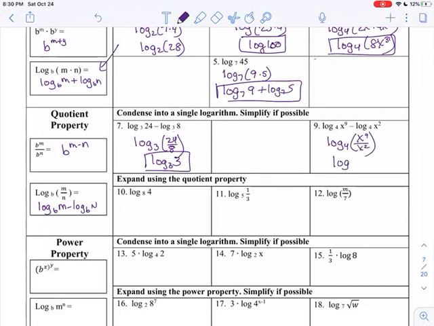I skip number 8. Number 9, again, I have subtraction, so I will combine them into one log, and I will divide those. So x to the 9th divided by x squared, which is just x to the 7th.